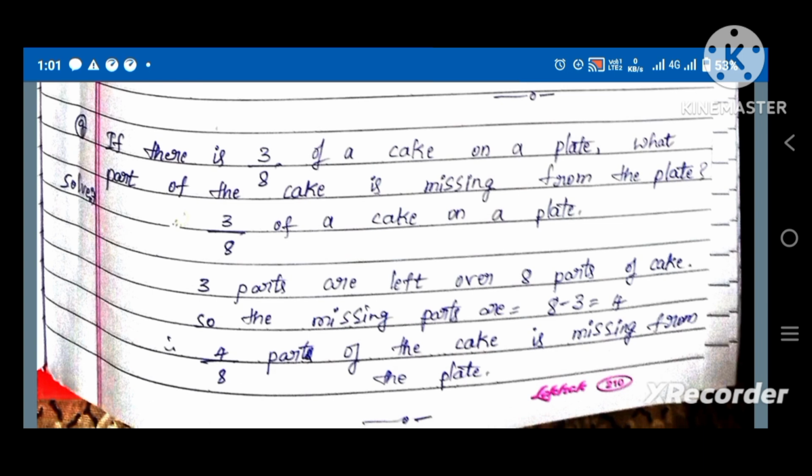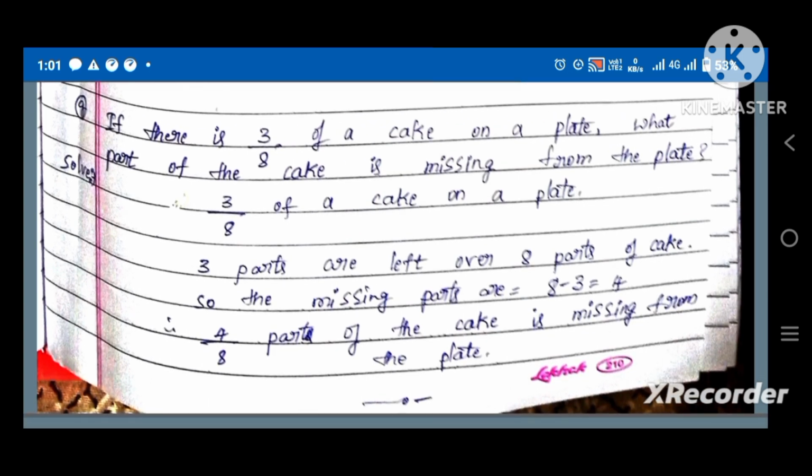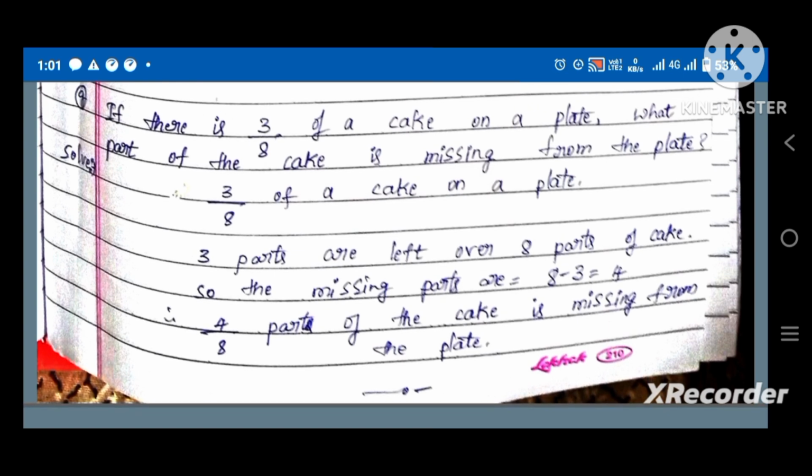Question number G. If there is 3 by 8 of a cake on a plate, what part of the cake is missing from the plate?